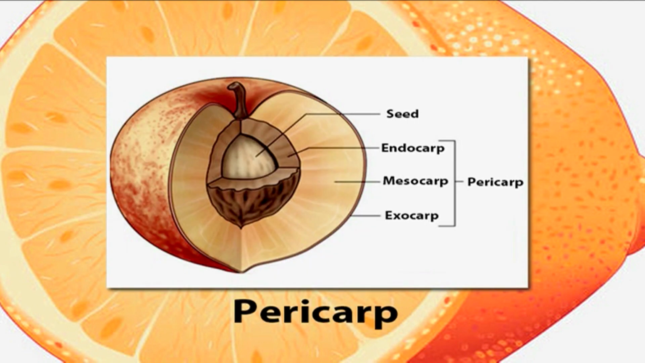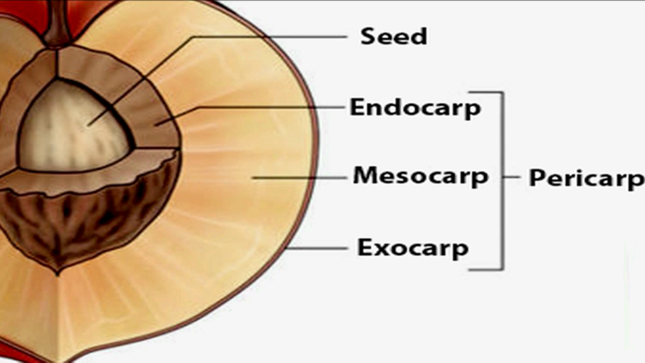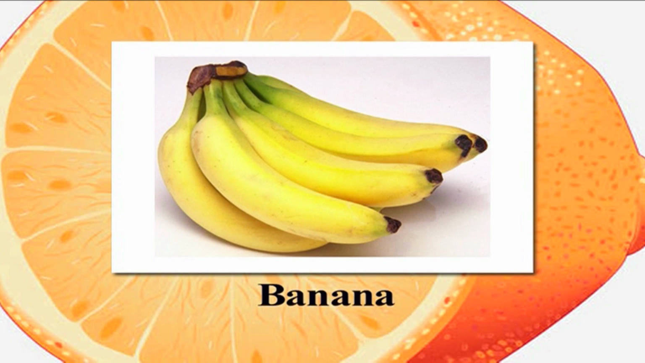In fleshy fruits, it may be divisible into three layers: the outer exocarp, middle mesocarp and the inner endocarp. Sometimes there are only two layers, the exocarp and the endocarp. Some fruits, however, may develop without seed formation. Such fruits are called parthenocarpic fruits, example cultivars of bananas.